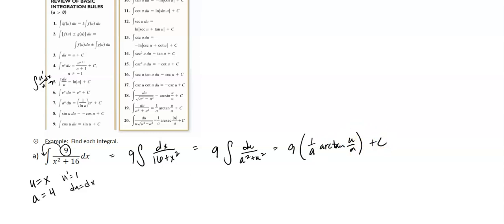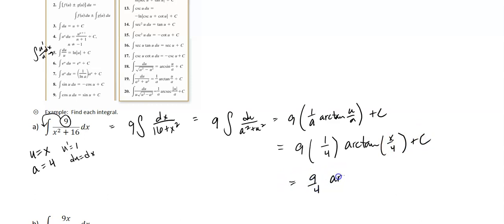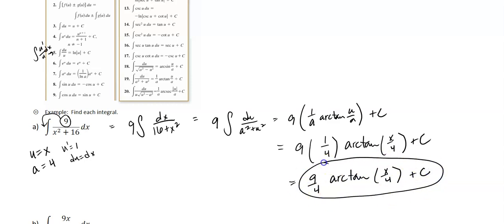The 9 doesn't have to get multiplied by plus c. You just consider that plus c to be a constant. And then now I just have to fill in my a and my u. So I'll have 9 times 1 over 4 times the arctangent of x over 4, all plus c, or 9/4 times the arctangent of x over 4 plus c. And that would be my final answer.